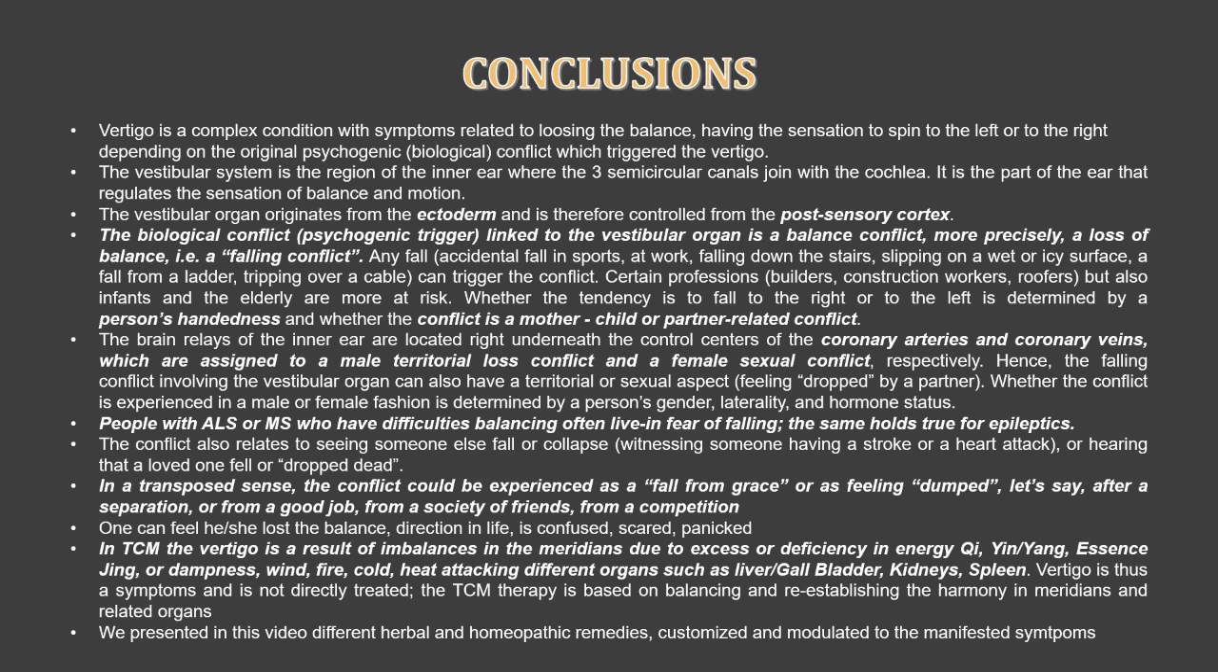In TCM, as we have seen, vertigo is a result of imbalances in the meridians due to excess or deficiency in Qi energy, the yin-yang, the essence of Jing, or dampness, wind, fire, cold, and heat, all attacking different organs such as the liver and the gallbladder, the kidneys, and the spleen. Vertigo is thus not directly treated. In TCM, the therapy, as we've seen, is based on balancing and re-establishing the harmony in the meridians and the related organs such as the kidneys, the spleen, the liver, etc.